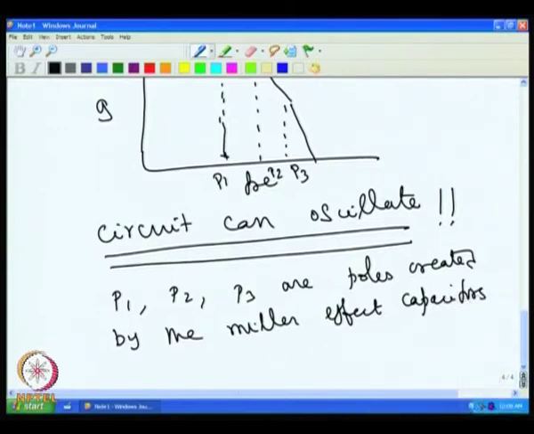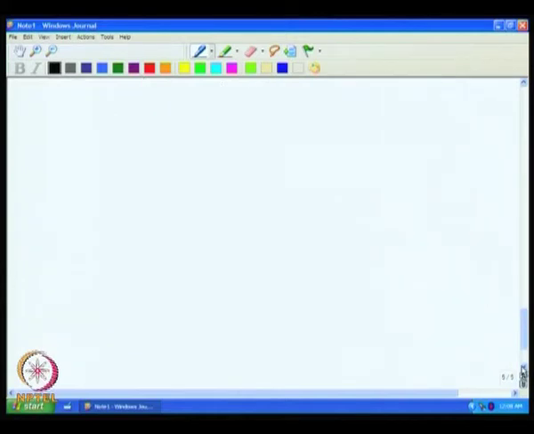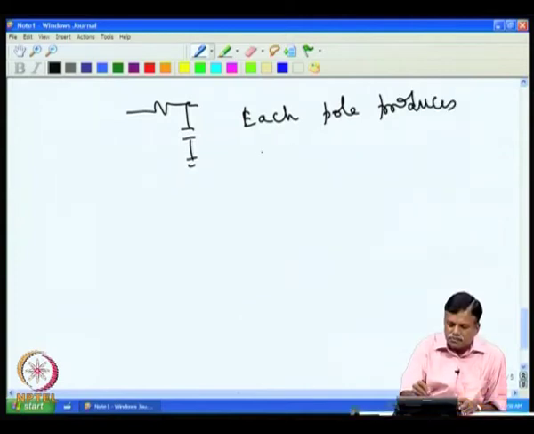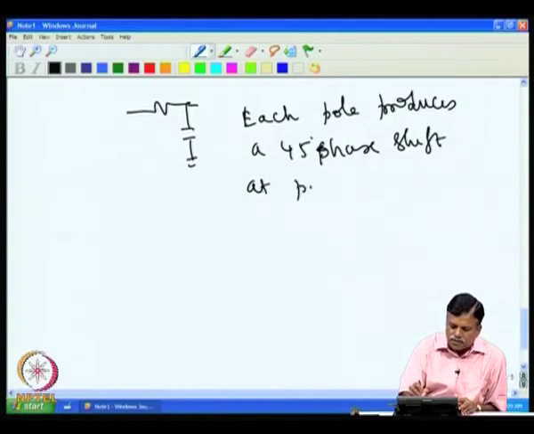Now, what is the problem? With each pole, we know, you produce a 45-degree phase shift, because each one acts as an RC filter. Each pole produces a 45-degree phase shift at the pole frequency. The pole frequency is given by 1 by 2 pi R C.